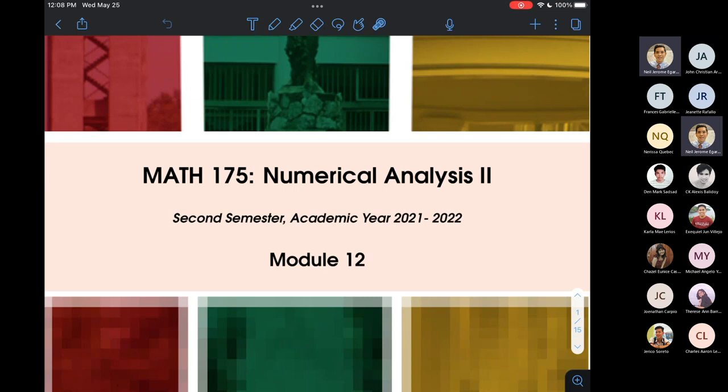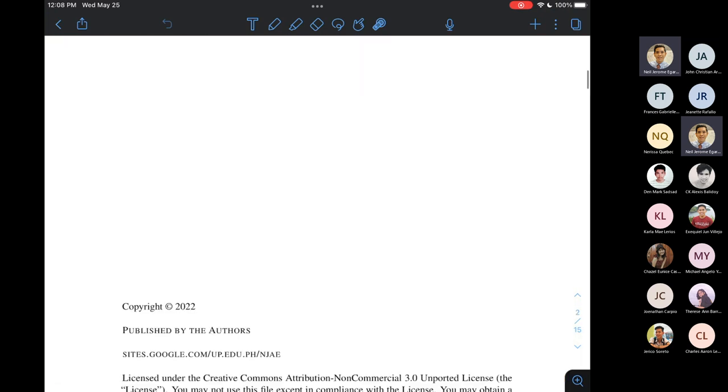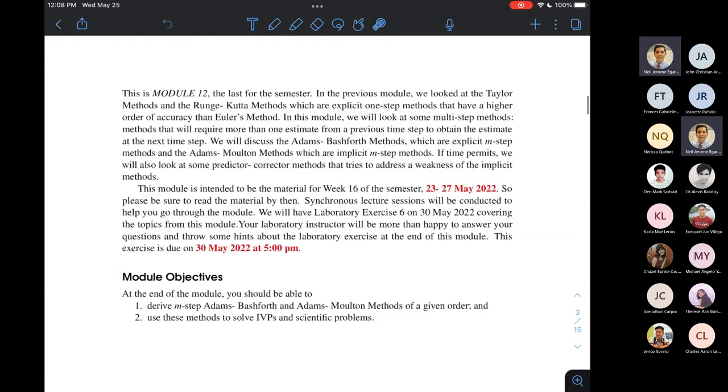Okay? And the discussions will be contained in Module 12. A preliminary copy is already available in our Canvas page. And I said here na medyo malungkot ng konti, no, this will be the last for the semester.